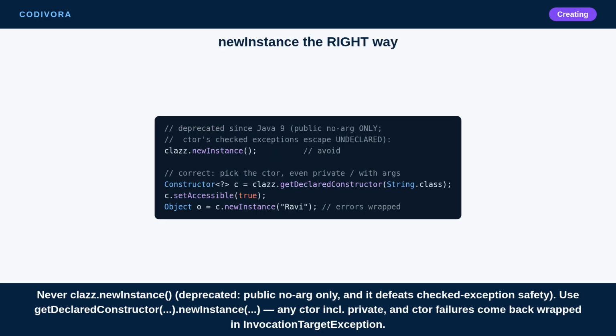Frameworks create your objects for you, and there's a right and a wrong way. The old shortcut, Class.newInstance, is deprecated since Java 9 for two reasons. It only reaches a public no-argument constructor, and if that constructor throws a checked exception, it escapes up the stack undeclared, quietly defeating the compiler's exception checking. The correct form is getDeclaredConstructor, then newInstance. You can name any constructor, pass arguments, and after setAccessible, even call a private one. And crucially, if the constructor fails, the error comes back neatly wrapped in an InvocationTargetException, so nothing slips out unannounced. Call getCause to see what your constructor actually threw.